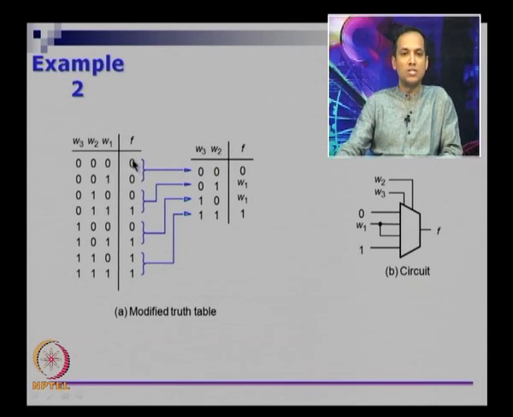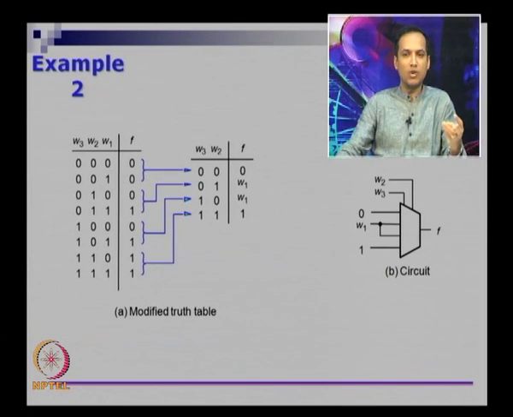What I am going to do is take 2 rows at a time. If you look at the first 2 rows, you can see that W3 and W2 are the same, only W1 is changing. So I am going to write a variable entered map where F is either 0, 1 or a function of W1. What are the possible functions of W1? You can have W1 itself or W1 complement. So in this column we will have 0, 1, W1 or W1 bar.